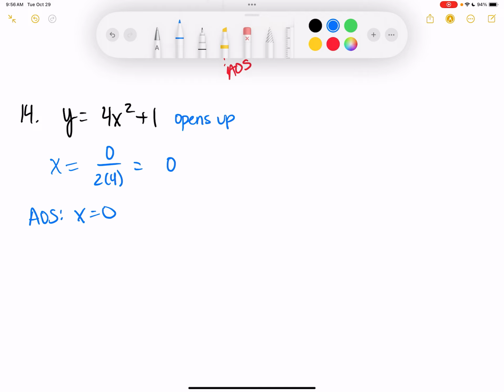All right, I need to find my vertex. It is not at 0, 0. The x coordinate is 0 because it has to be whatever the axis of symmetry value is. But I need to plug 0 into this equation. When I plug in 0 for x, what do I get? 1. So the vertex is at 0, 1.